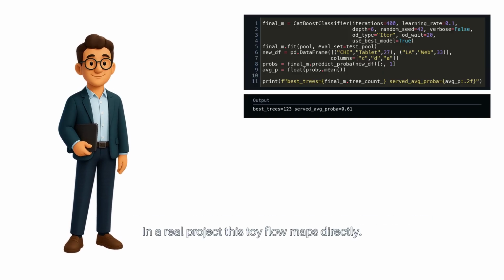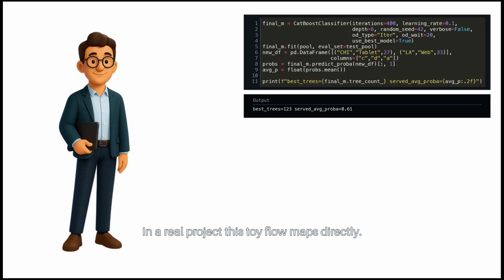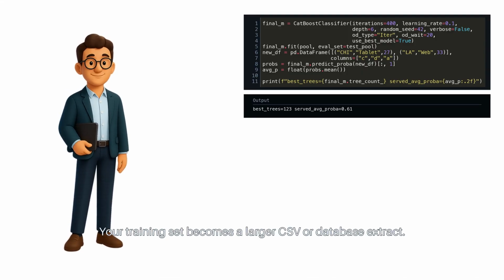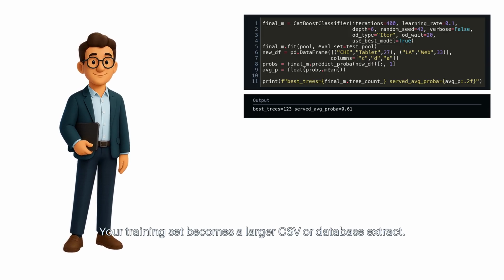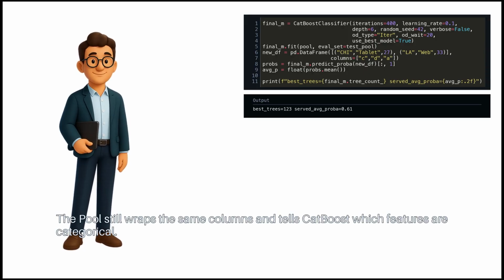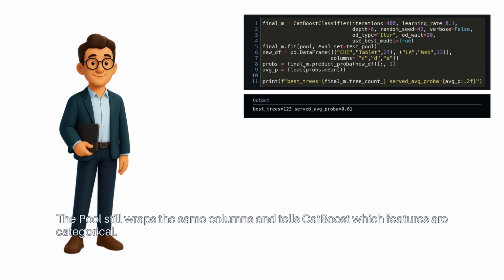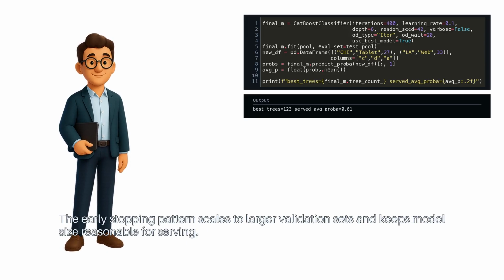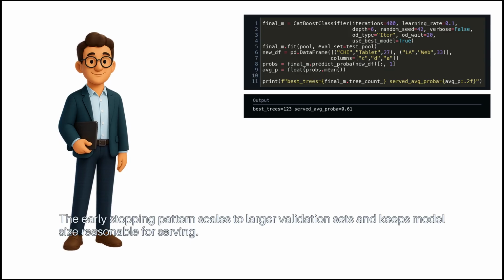In a real project, this toy flow maps directly. Your training set becomes a larger CSV or database extract. The pool still wraps the same columns and tells CatBoost which features are categorical. The early stopping pattern scales to larger validation sets and keeps model size reasonable for serving.